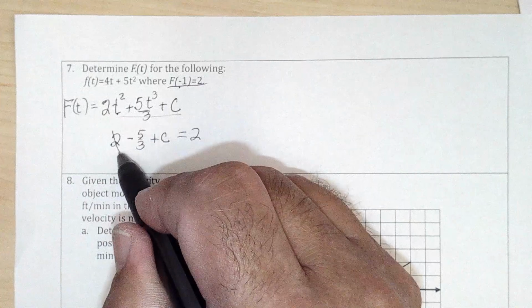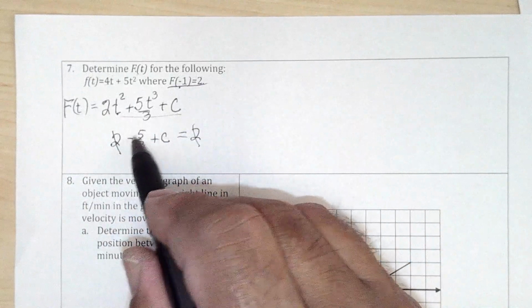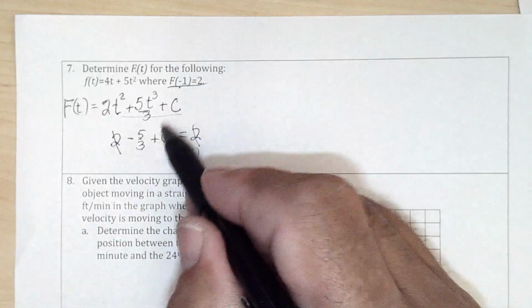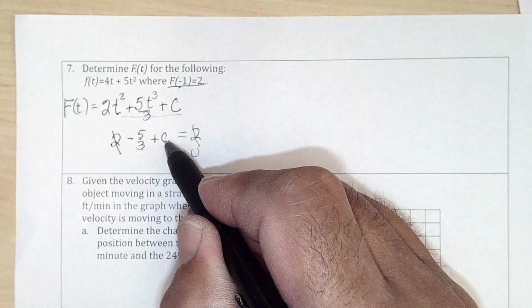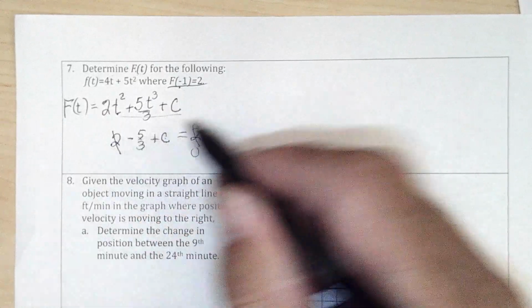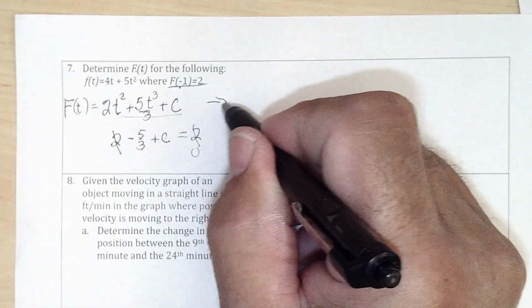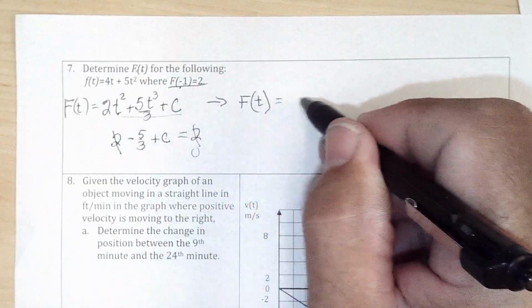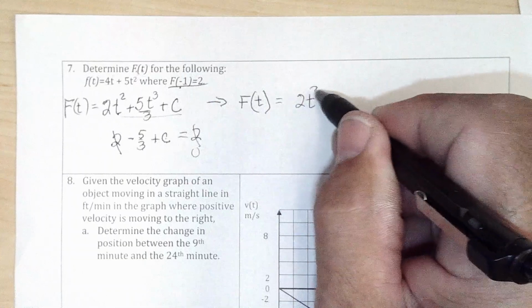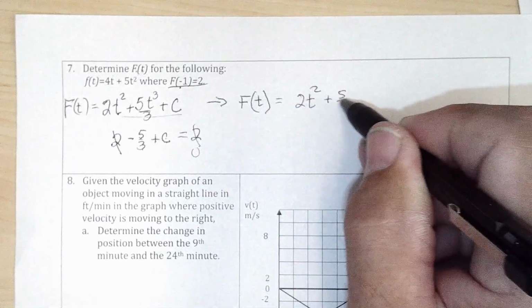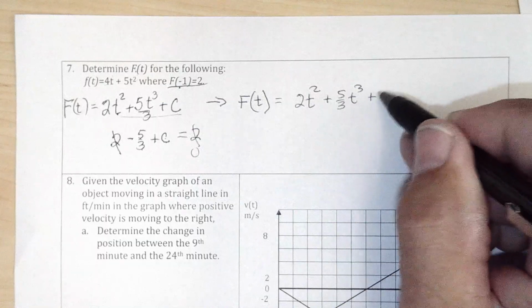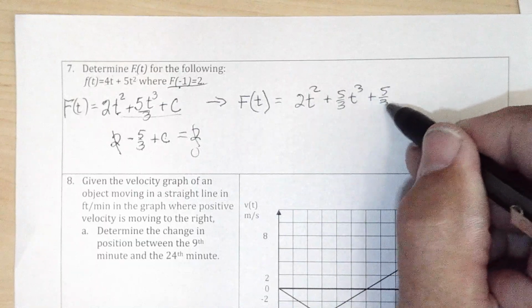So if I subtract 2 from both sides, I get -5/3 plus c is supposed to be 0. So c would have to be plus 5/3. And so f of t in the end is 2t squared plus 5/3 t to the 3rd plus 5/3.